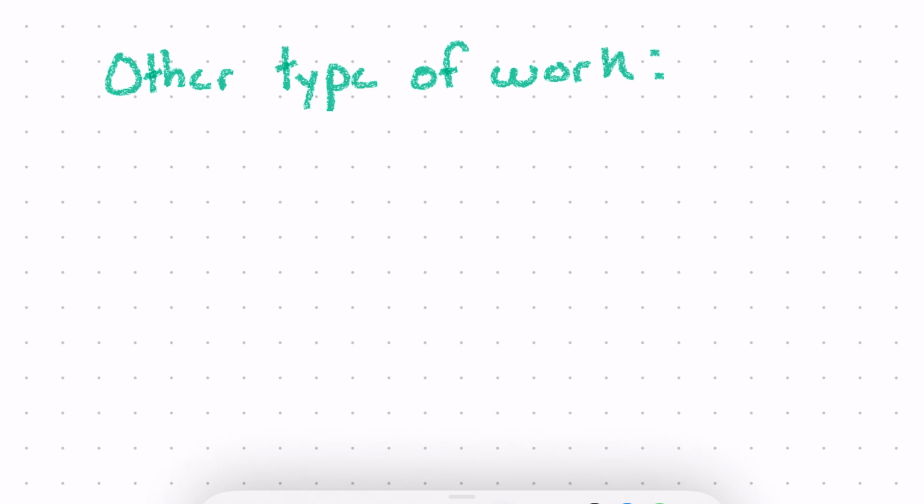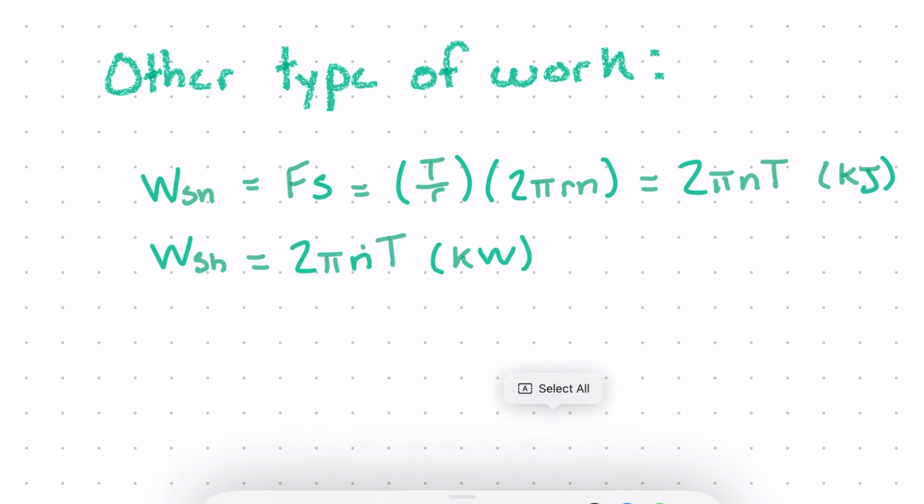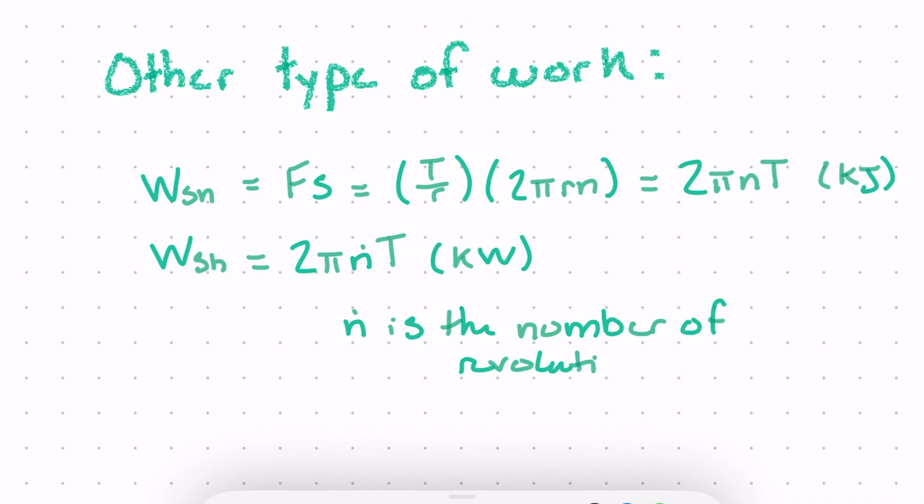Shaft work corresponds to the energy transmission when a rotating shaft is involved. Shaft work is equal to the force multiplied by the distance it is applied. The force is equal to the torque divided by the radius of the shaft, and the distance is equal to the circumference of the shaft multiplied by the number of revolutions. Therefore, the shaft work can be defined by this equation.